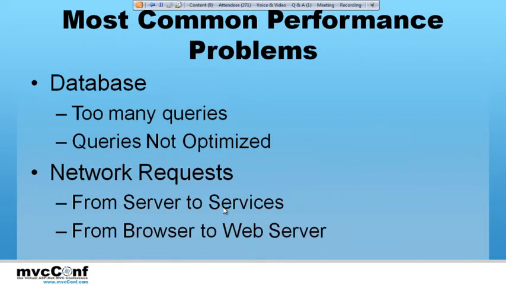So now let's talk about the common performance problems for web applications. The biggest one in most data-driven apps is going to be the database. Either you've got too many queries, which is very common, or your queries are not optimized. They need to have indexes, they need to have a lack of locks, they need to be non-transactional when they're using transactions. Things like that can easily improve the performance of your database access.